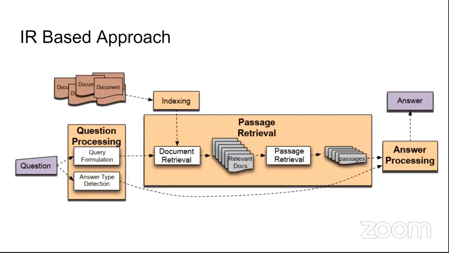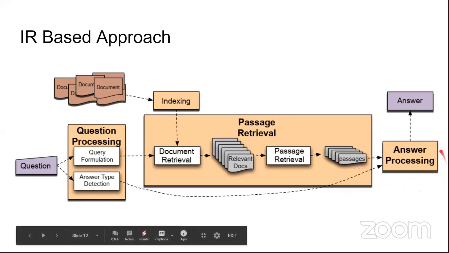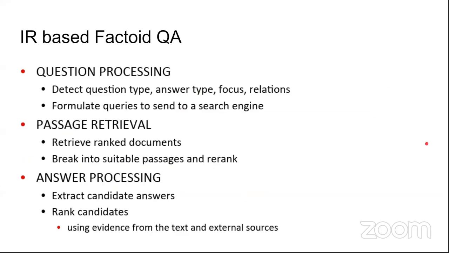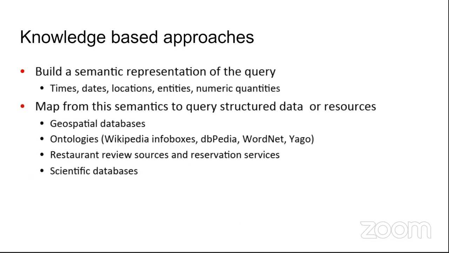So what can happen is once you look at the passages, from those passages you may get more than one correct answer. And once more than one answer has come as an output, what you probably need to do is rank those answers based on a ranking system that is also a part of your IR-based factoid QA.